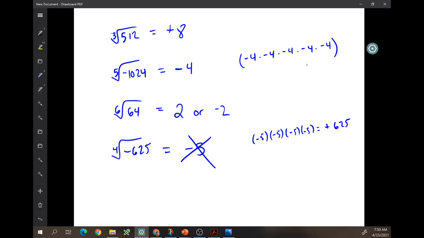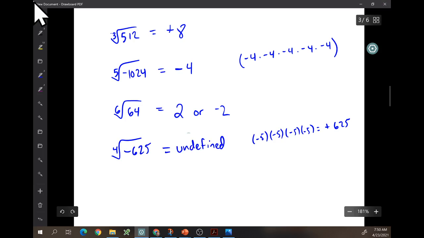And remember, with the evens, the inside cannot be negative. With the evens, if the inside is ever negative, your answer is undefined. It does not exist. There is no answer that will work. Until you get to math 3, and then we'll have imaginary numbers, but we're not there yet. So for right now, we're just undefined.